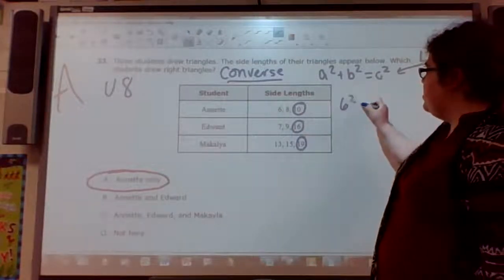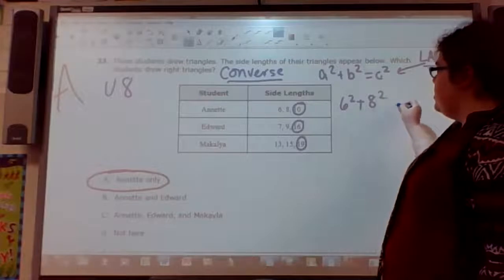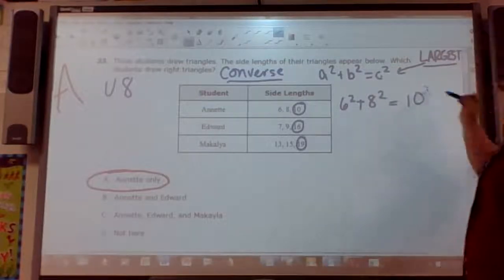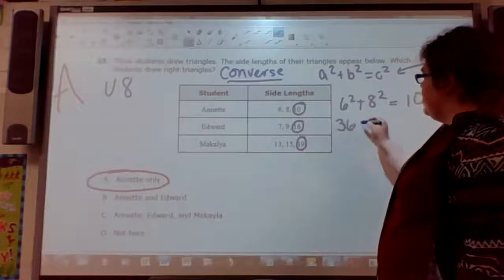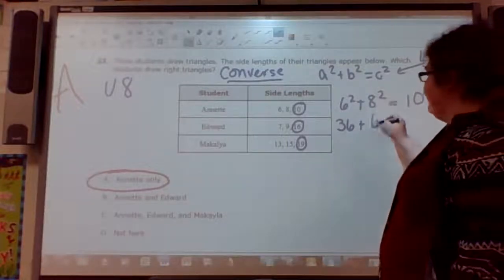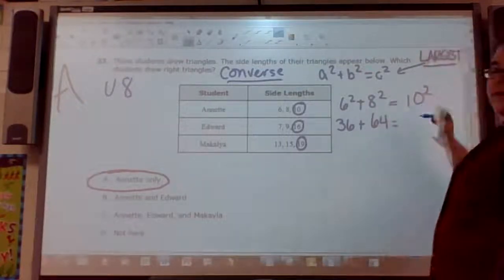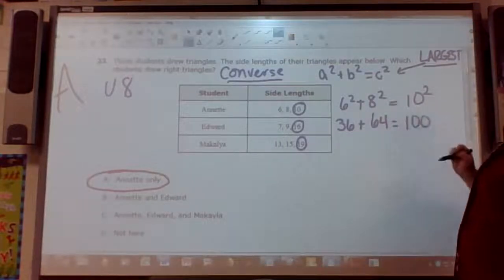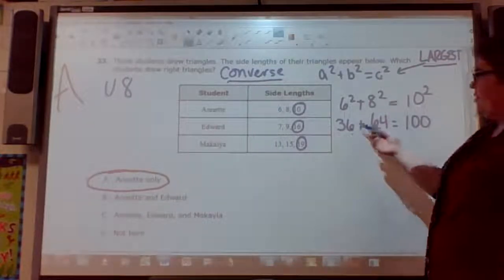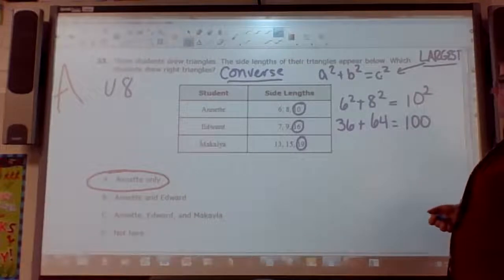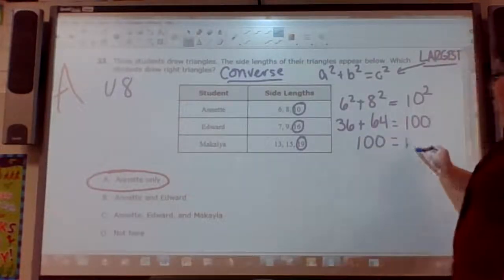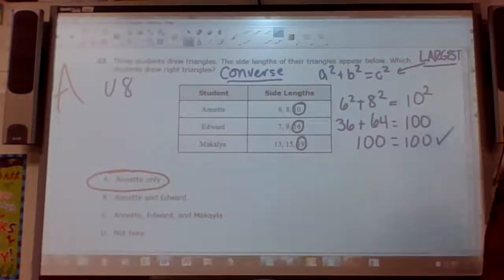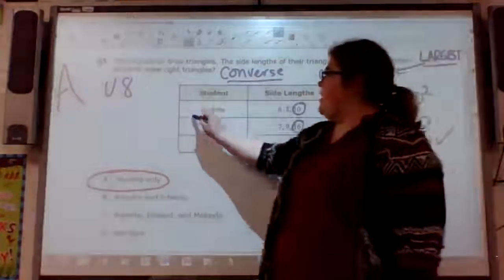So what I'm going to do is I'm going to plug this in. 6 squared plus 8 squared equals 10 squared. 6 squared is 36. 8 squared is 64. 10 squared is 100. Well, 36 plus 64, that is 100. Does 100 equal 100? Yes. So Annette is a right triangle.